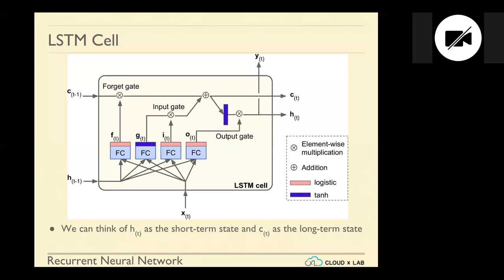Okay. So we can think of HT as the short-term memory and CT as the long-term memory. This is short-term memory. This is long-term memory. Okay. Because short-term memory is revamping a lot, whilst the long-term is being retained.